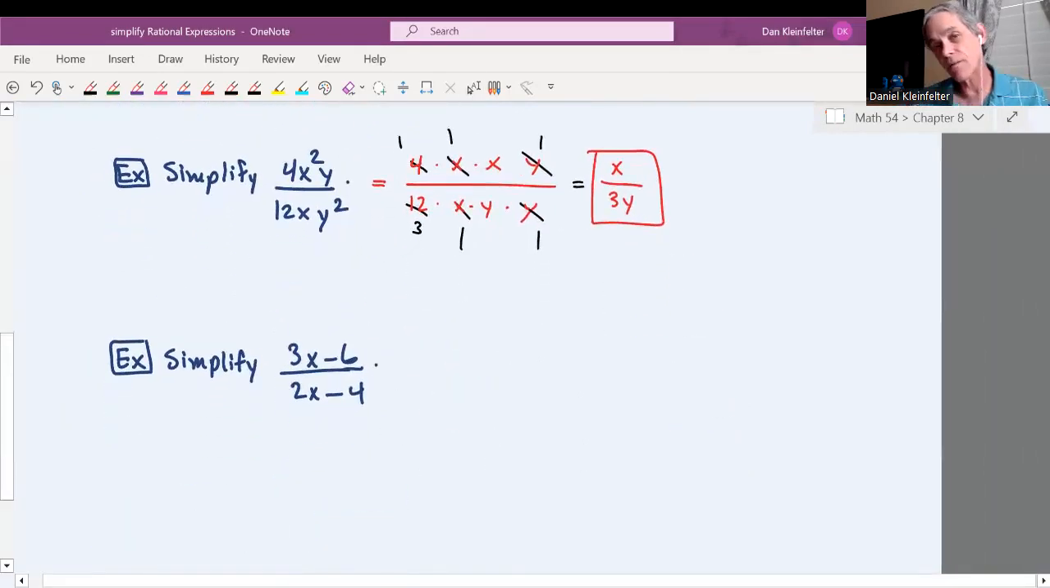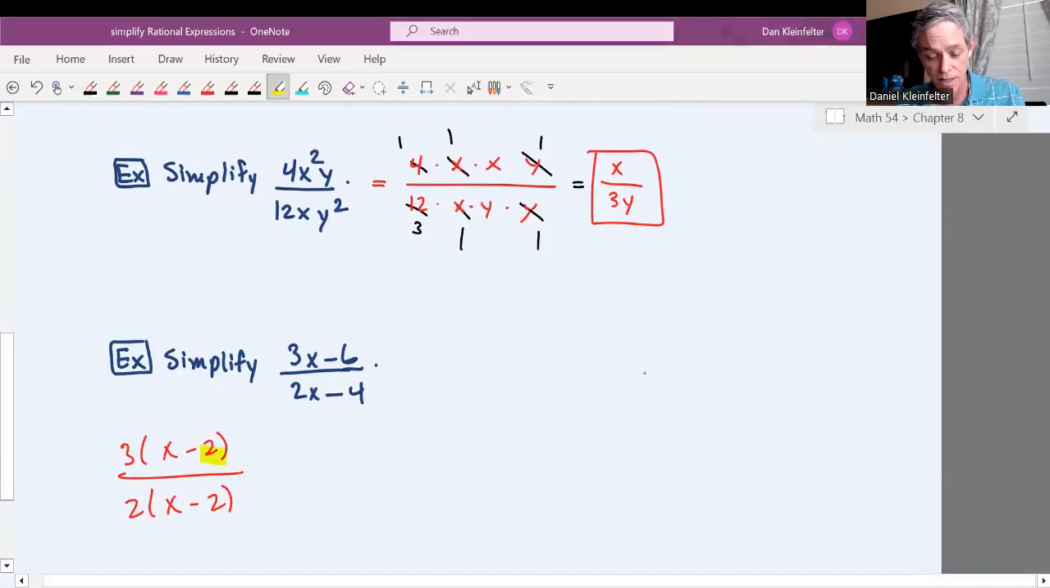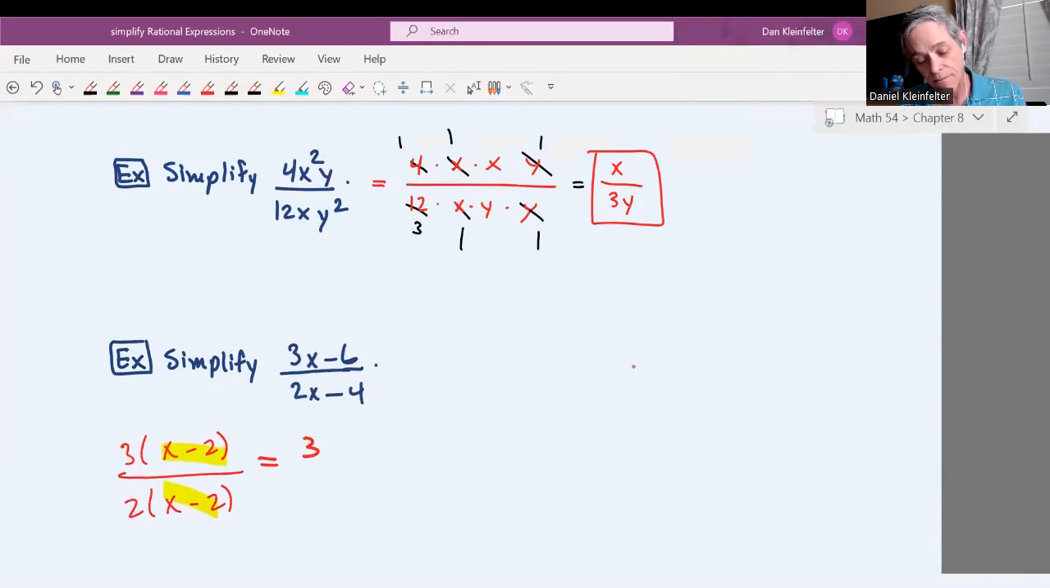Okay, let's try that again with one that is a tiny bit more complicated. 3x minus 6 divided by 2x minus 4. I'm going to start by factoring out that common factor of 3 in the numerator, and in the denominator, we'll factor out the common factor of 2, and that will leave 2 times x minus 2. On this one, the x minus 2's are common factors, so we will divide out both of those, and that will leave just the 3/2.